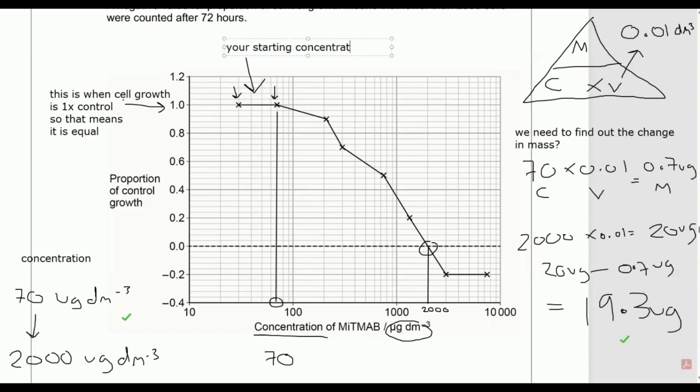But we could have started anywhere between these two x's up here. So anything between 30 micrograms and 70 micrograms could have been our starting point, and that would change our mass. So we're given a range of masses in the mark scheme from 19.3 to 19.7. That would have been the correct final answer, as long as you've used the correct starting zone, because it asked us to start somewhere where the proportion was 1, where it was equal to the control.